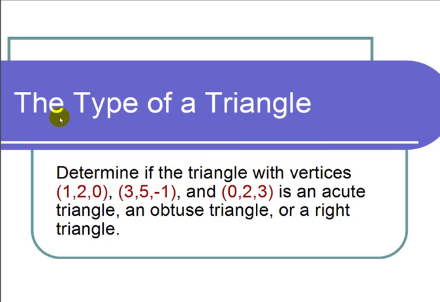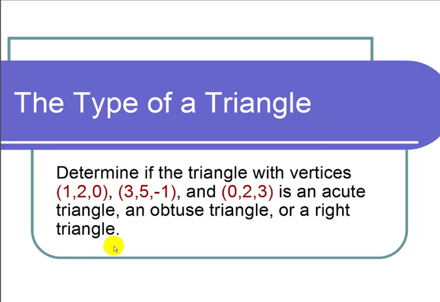This is a video on the type of a triangle. The question states, determine if the triangle with vertices (1, 2, 0), (3, 5, -1), and (0, 2, 3) is an acute triangle, an obtuse triangle, or a right triangle.